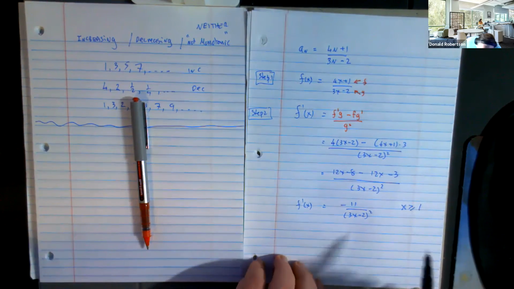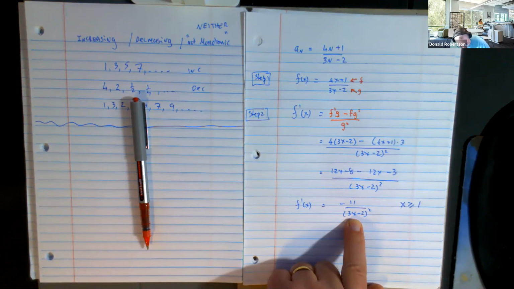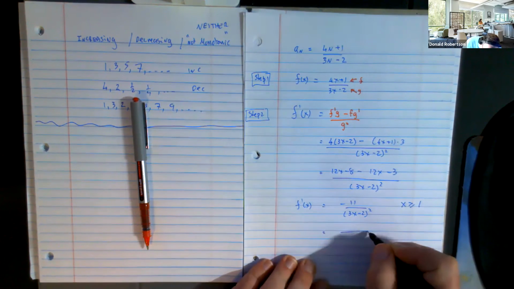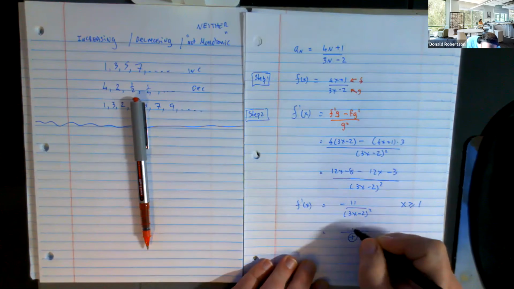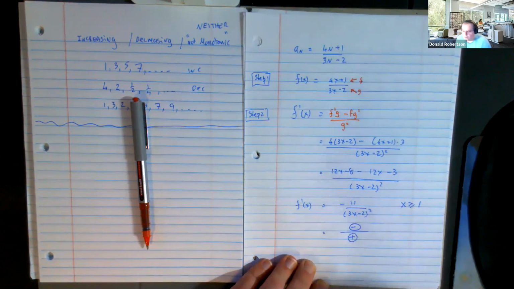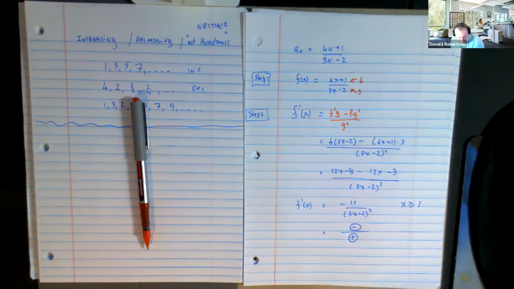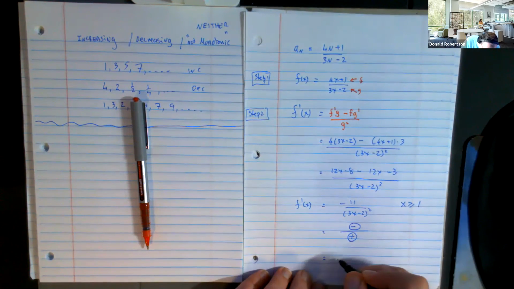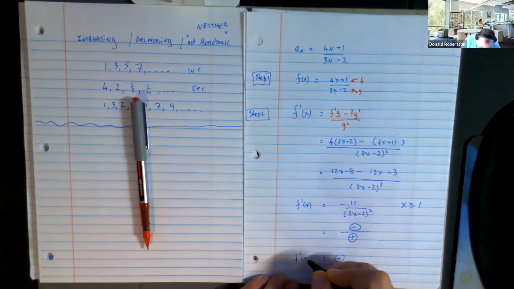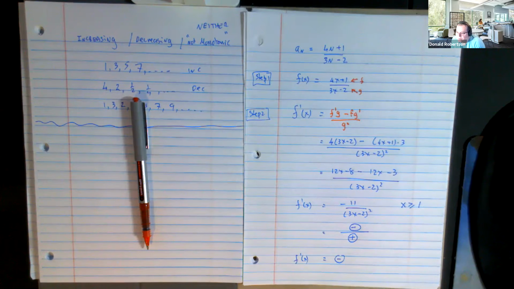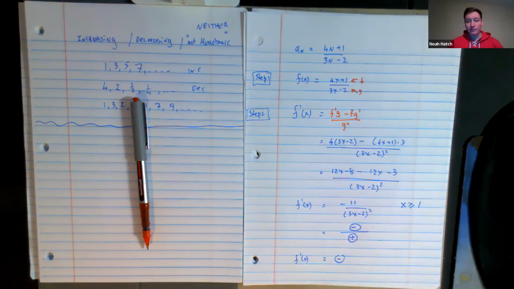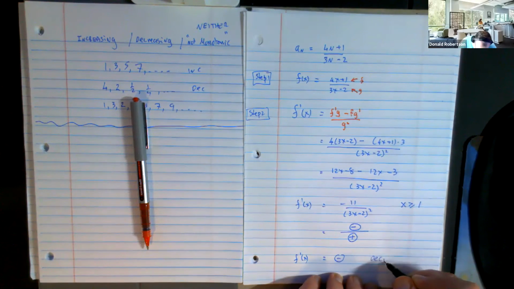Right, let's look at this. Would you agree that for any value of x, on the bottom, (3x minus 2) squared is always going to be positive, because anything squared is positive? Would you agree that negative 11 is a fixed number, and so it's always negative? So what would that combination generate? Wouldn't that generate a negative derivative? If the derivative of something is negative, is it increasing or decreasing? Decreasing. And that is how you find out.